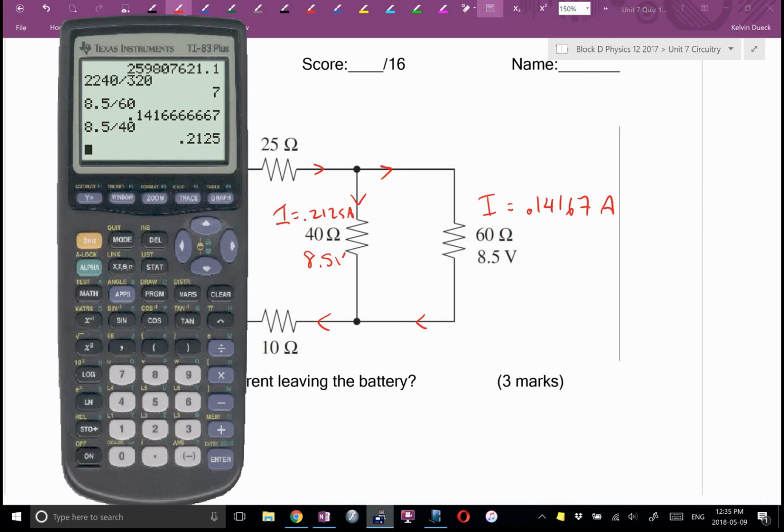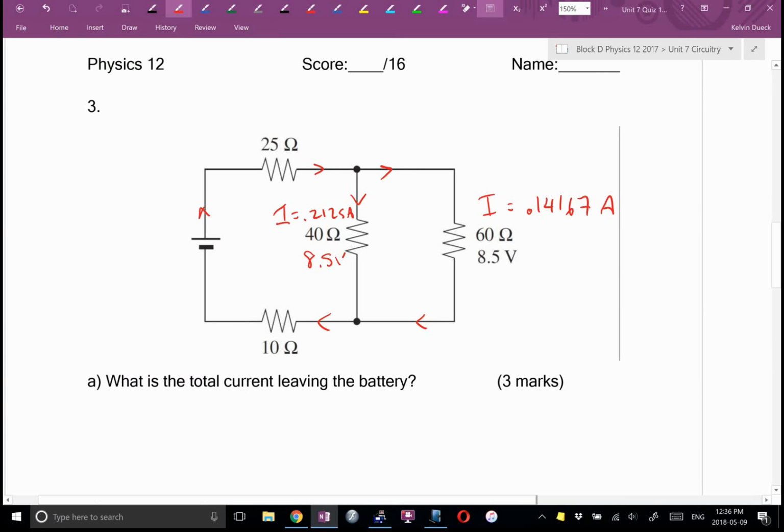So it's going to be that number plus 0.2125. You get 0.354. I'd take 0.35, but I'm going to probably use this, so 0.354. So I total is going to be 0.354 amps. If you got that, I would give you 3 out of 3.